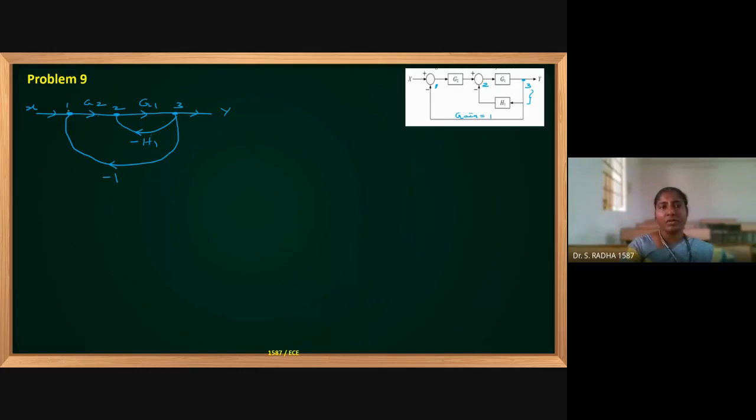You need not write the numbering for the nodes. That is optional. Our signal flow graph only needs the branches and whatever gains are present in the paths. This is the equivalent signal flow graph for the given block diagram. The question is to convert the block diagram to a signal flow graph. So this is our signal flow graph, and the given question is the block diagram.